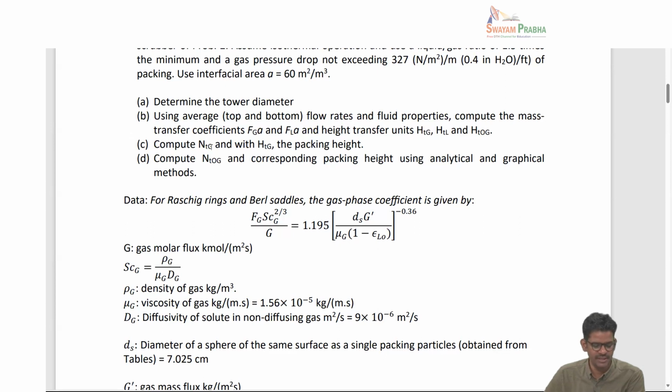And then compute NTG and, with HTG, the packing height, and then compute NTOG and the corresponding packing height using analytical and graphical methods. So it is kind of an all-in-one question, involving pressure drop calculations as well as the height of the packing, analytical methods, also involving local NTOG, NTG and HTG, also overall NTOG and HTOG. So it's kind of all in one pack.